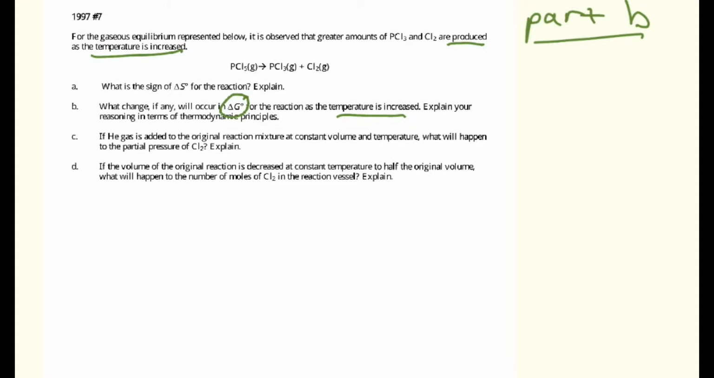So as the temperature is increased, we get more products, which means it's shifting to the right. That means that energy must be, and I'm just going to put an E here, energy must be on the reactant side, because as we increase the temperature, it shifts to the right and we get more products. That tells us, since energy is on the reactant side, that energy is being inputted into the reaction. So delta H is positive, it's endothermic.